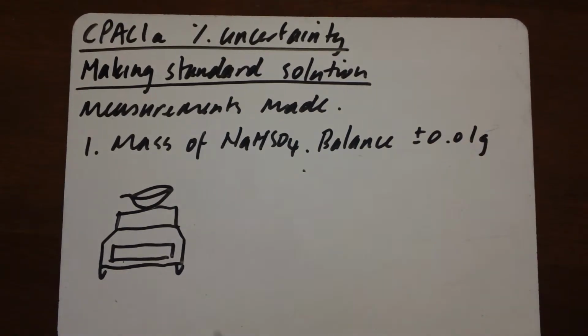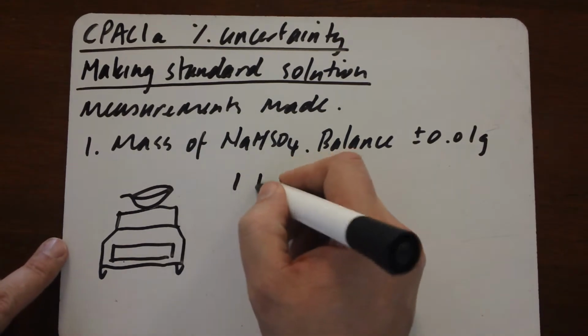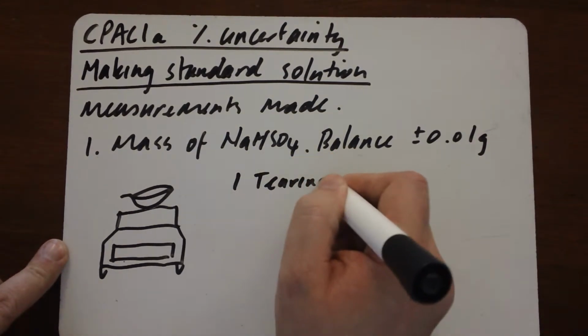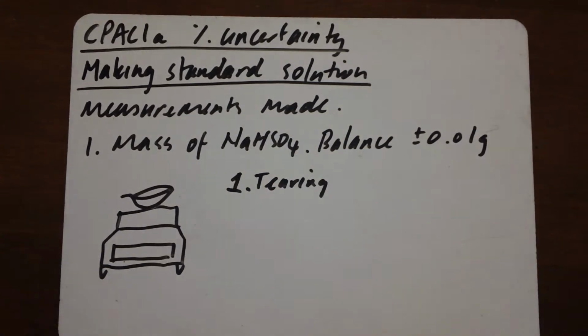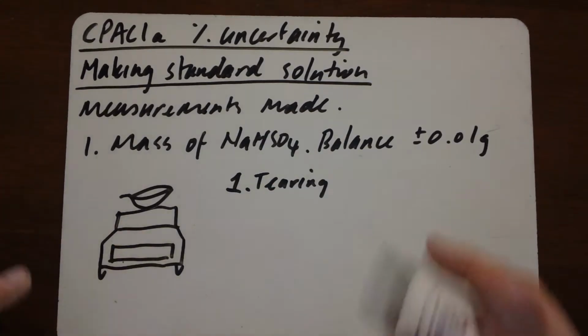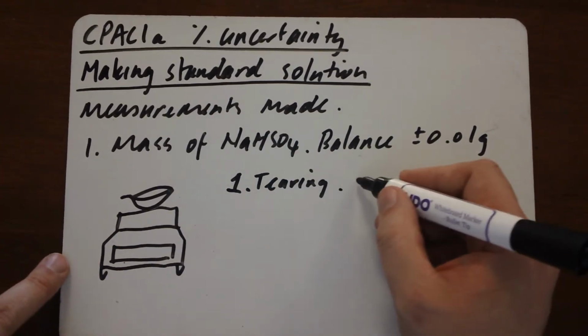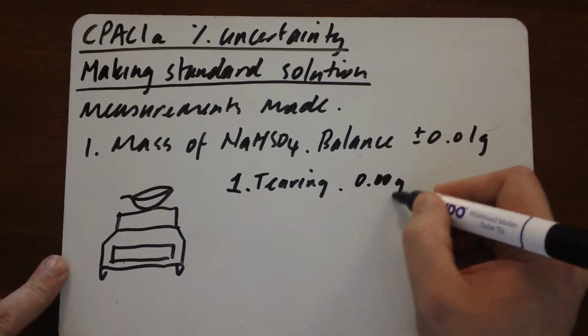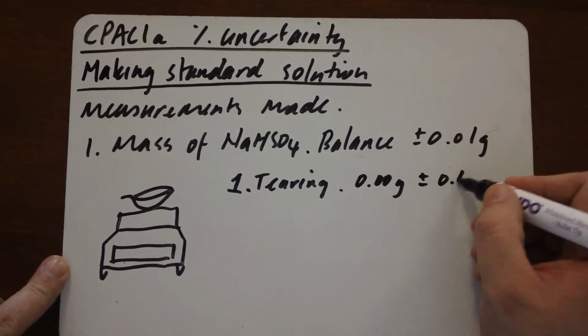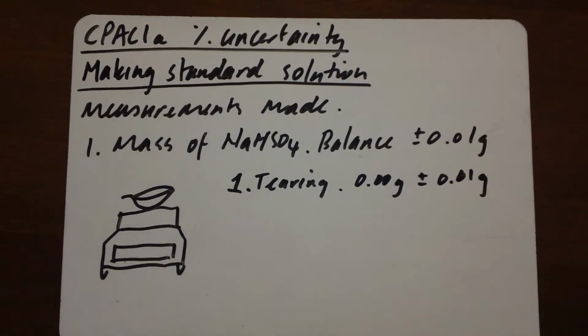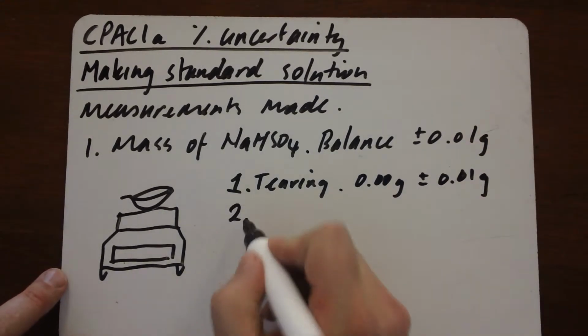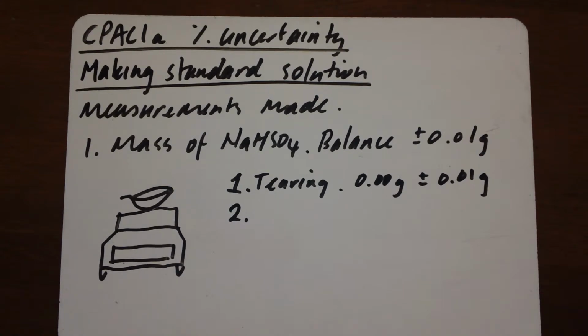0.001 gram. So here we've got our balance. Here on top we've got our boat. Now there's one of two methods that you could have used for this. The first method, the one I like to use, is taring or re-zeroing once the boat is on. And what that means is that you've got a value of 0.0 grams plus or minus 0.01 of a gram.